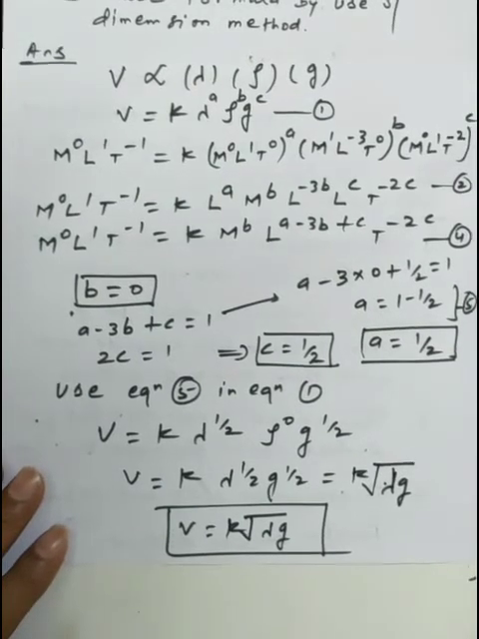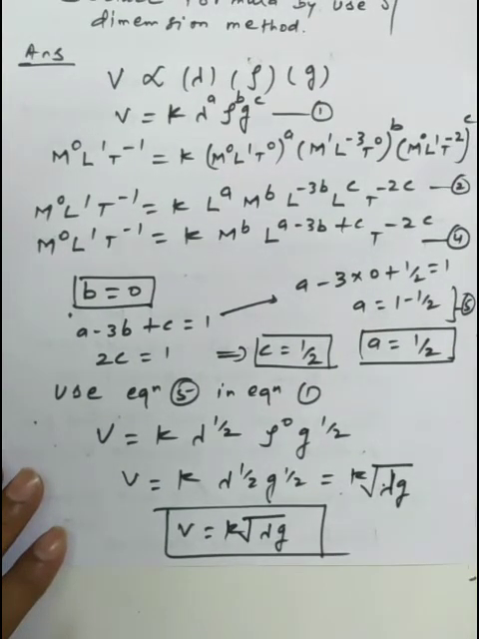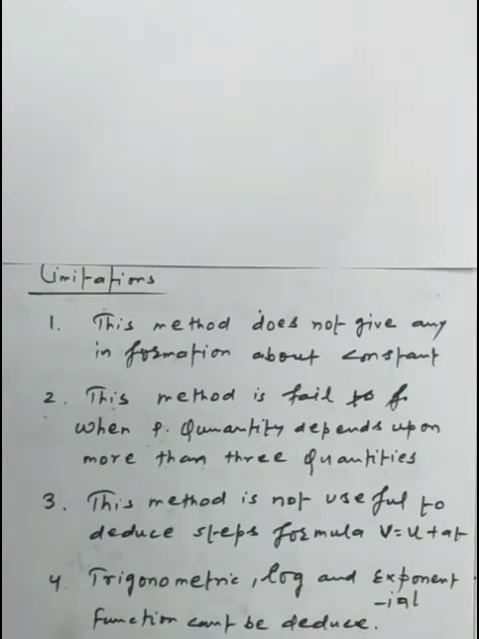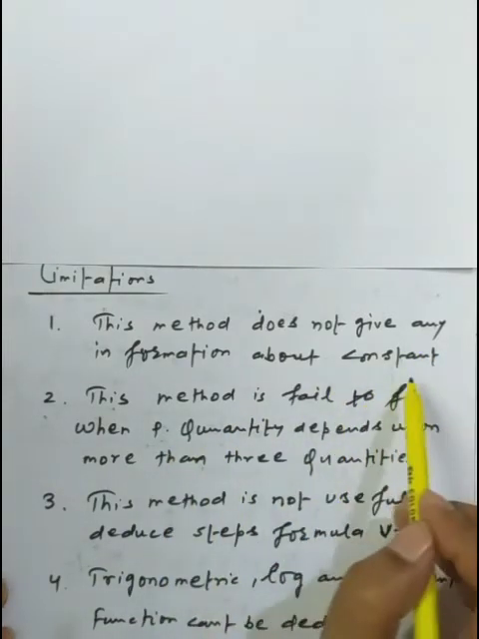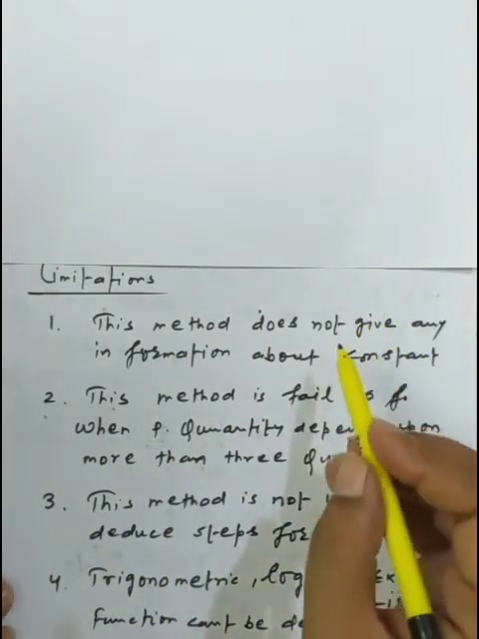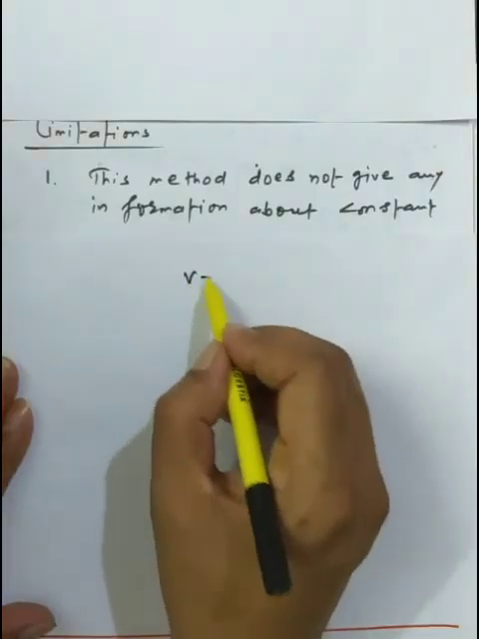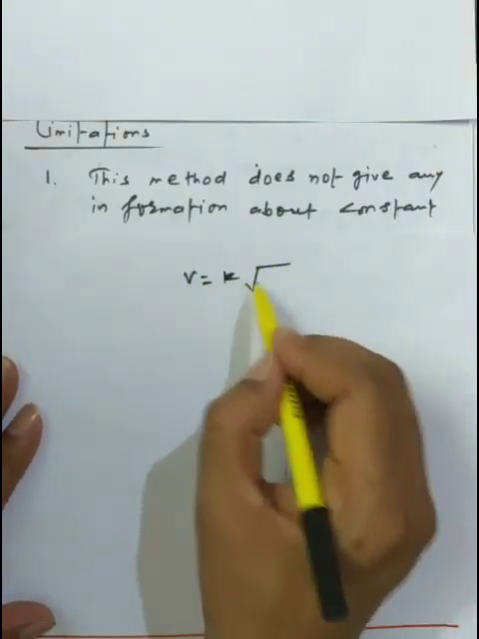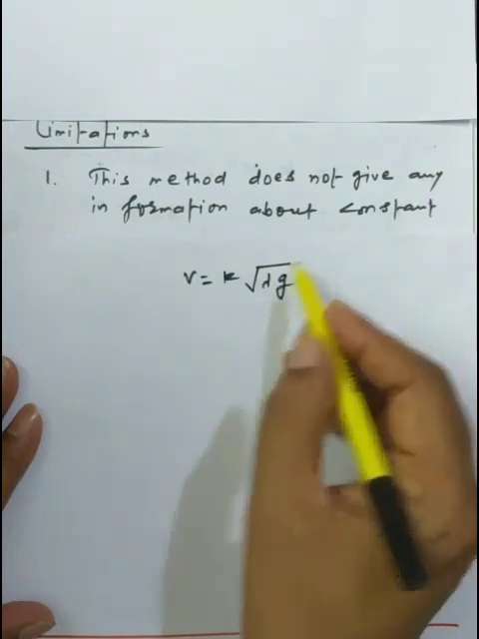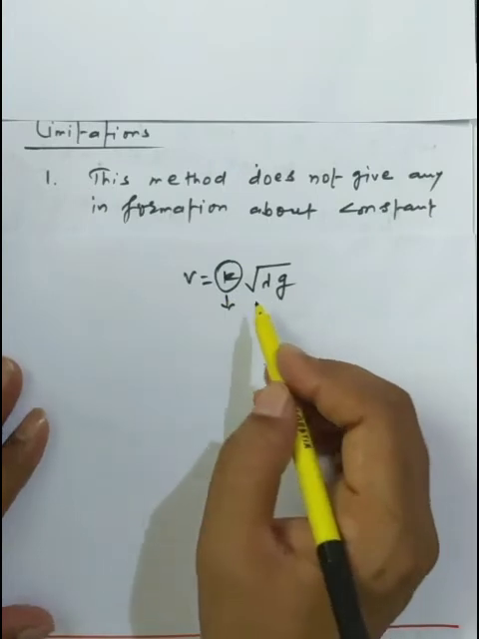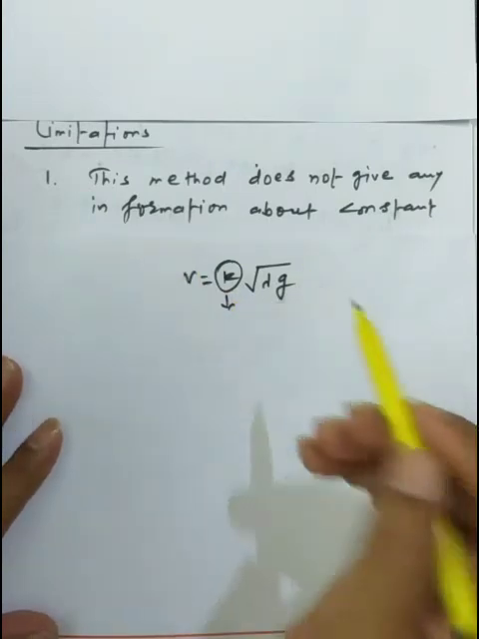Now we will discuss the limitations of dimensional analysis. So the following limitations are here. First, this method does not give any information about the constant. Here we have discussed one formula, that is V is equal to K under root lambda and G. What is the value of K, or what is the information about K, we are not getting. So this is a kind of limitation we have.